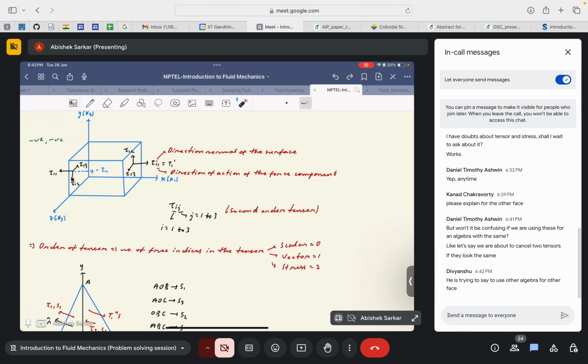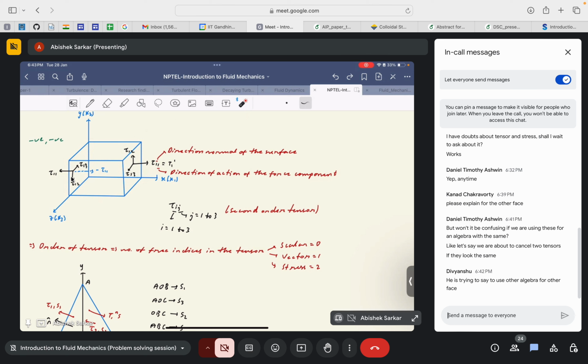Yes, that's what I am saying. You will see eventually when we discuss how we find Cauchy's theorem that these two components, this one and this one, would eventually cancel out. Why? Because if you are trying to find a force, it will be tau 1 1 into some area A1, and A1 in both cases would be the same, right? It is a cuboidal shape, so in the opposite direction, the area of the face will be the same.